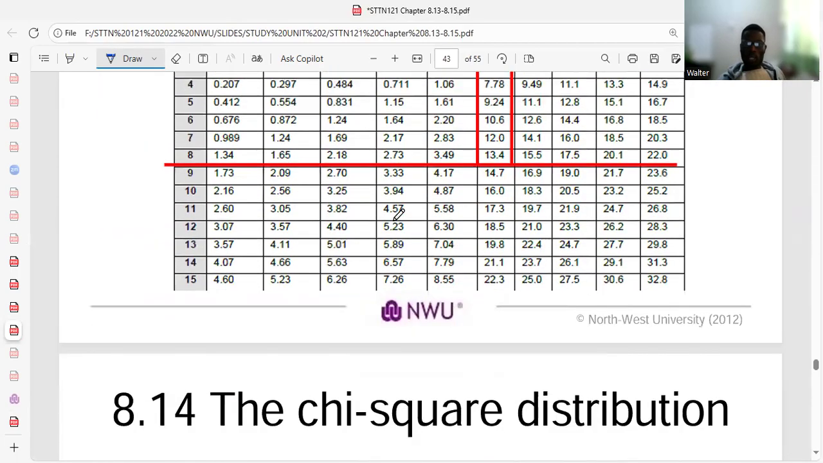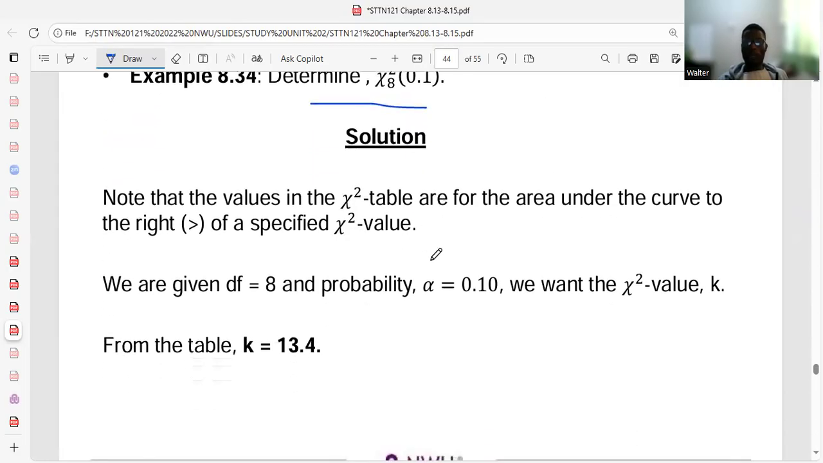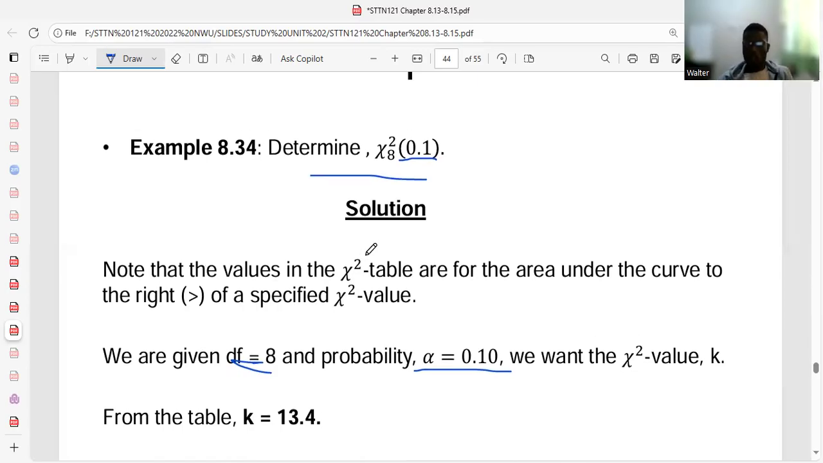So, guys, if you were given a question like this. Check now. On this one, they say determine x squared 8 at 0,1. How do you get this? It's related to chi-square. It means that the alpha is 0,1 here. Remember, I'm going to the formula. Alpha is equal to 0,1. And now the degrees of freedom is 8. So they're just referring to go to the degrees of freedom of 8 and check the alpha of 0,1.